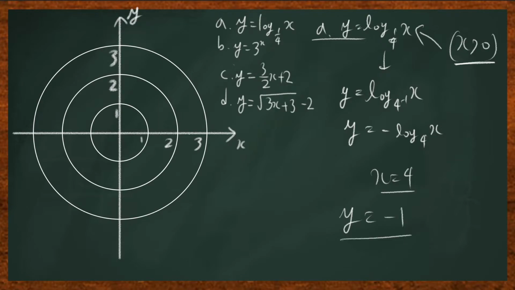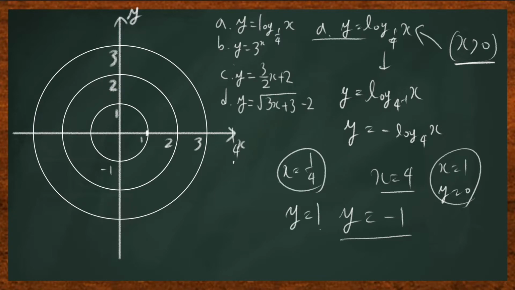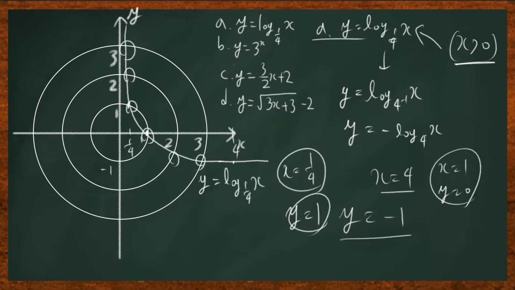If we put in x equals 4, y will be -1. And if you put in x equals 1, y will be 0. And if you put in x equals 1/4, y will be 1. So if we draw this logarithm, it will be drawn like this. So the intersection point, Mn, will be shown like this, and the intersection point of A will be 6.